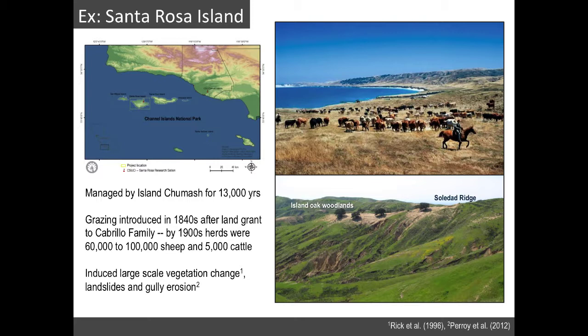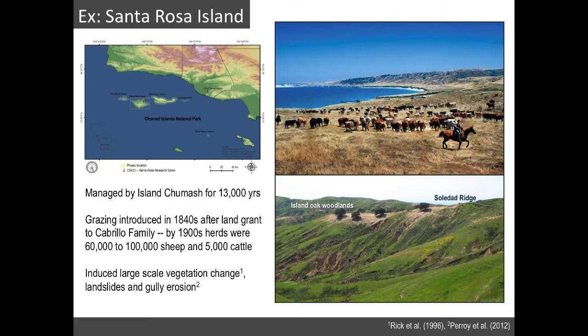And the island vegetation, the local varieties, did not evolve with the influence of ungulate grazers. And so this really induced large-scale vegetation change and induced landslides and gully erosions. Here we see a historic photo of a cattle drive. In the highlands up on Soledad Ridge, we have the island oak woodlands, and you see these bare and denuded ridge lines with the gully erosion off of the side slopes.